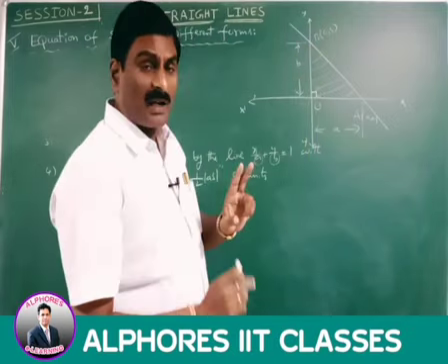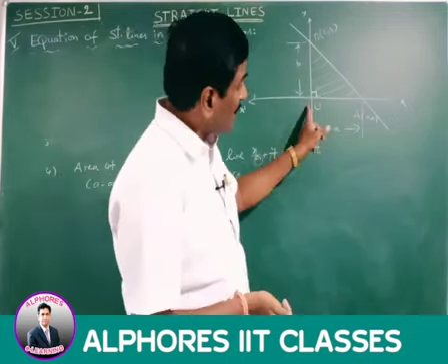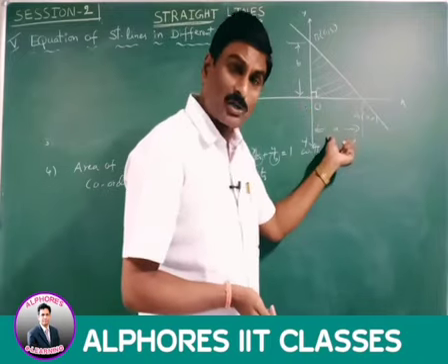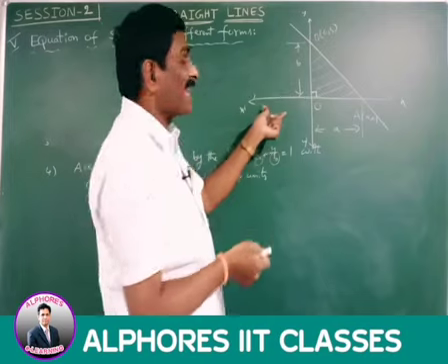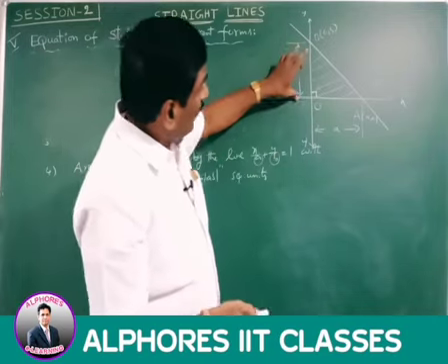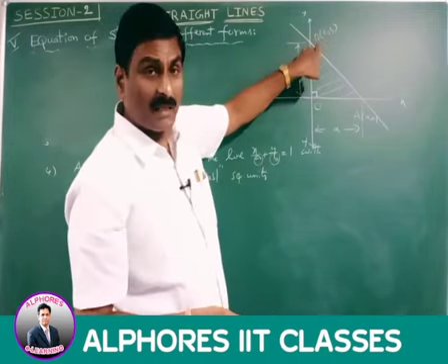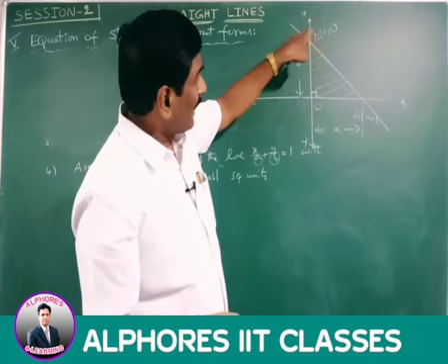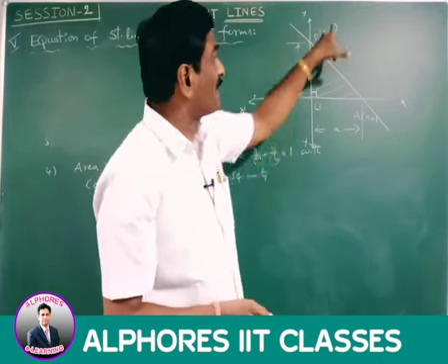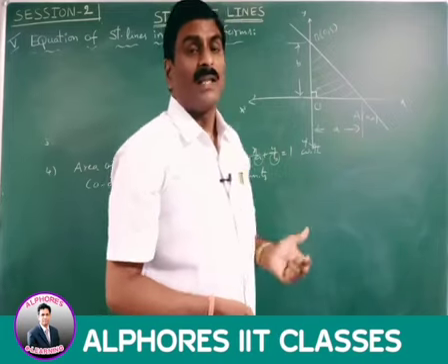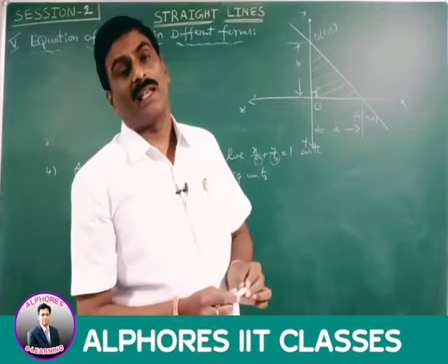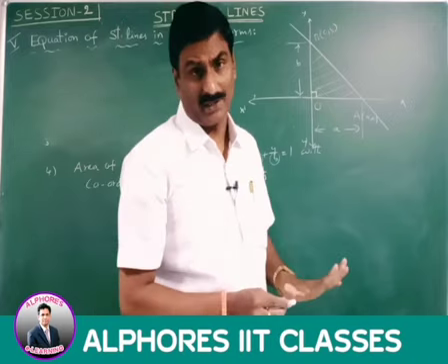A, B are either positive or negative. If the line cuts the positive x-axis, A is positive. If the line is in this way, then A is negative. If the line cuts the positive y-axis, then B is positive. If the line cuts the negative y-axis, then B is negative. Please observe those values. In this case, it is A, it is B. If base and height are given, what is the area of the triangle? Half into base into height. Okay.